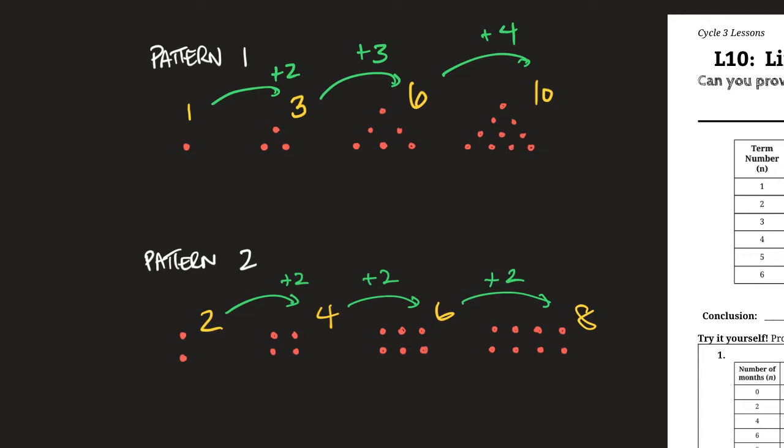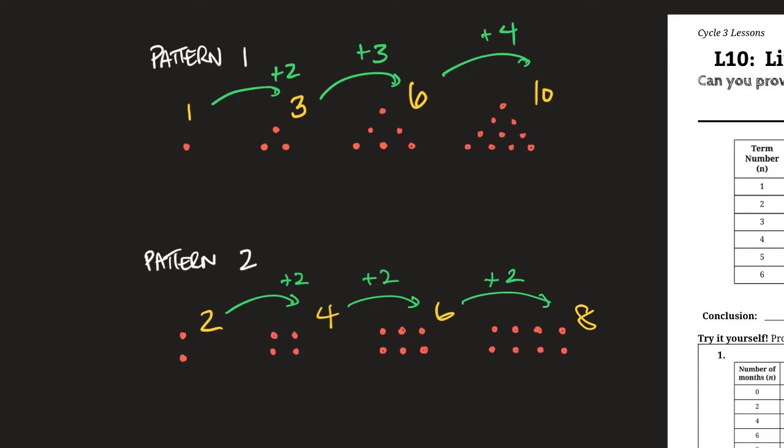So what's the difference between these two patterns? One big difference is that pattern 2 goes up by the same number of dots each term. And pattern 1 doesn't, right? There is a pattern here. It goes up by 2, then 3, then 4. So we can predict the next one is going to go up by 5, right? So there's going to be 15 dots. But the difference that we're concerned with today is the difference between a linear pattern or a linear relation and a nonlinear pattern or a nonlinear relation.